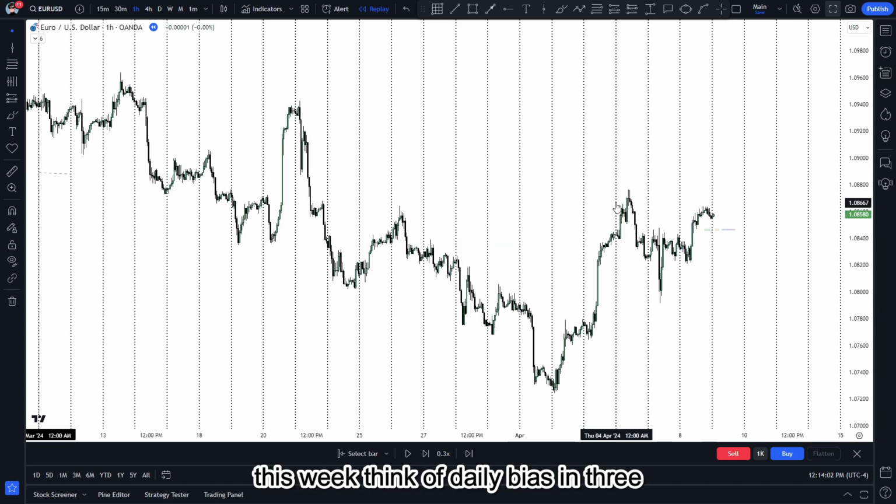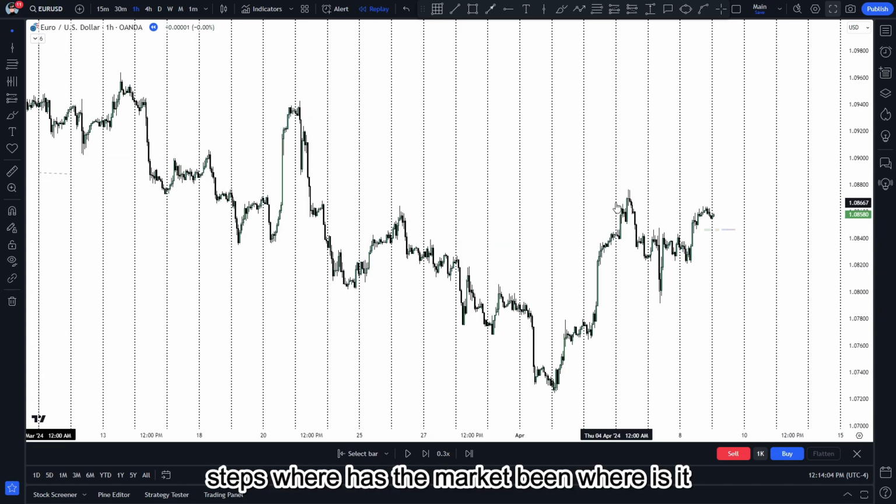Think of daily bias in 3 steps. Where has the market been? Where is it at currently? And where is it going? You're not predicting the market, except using context clues to see where the market has been from the prior days and prior weeks, and where you anticipate it to go next from that data given.